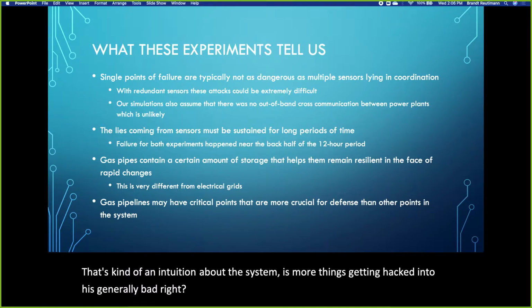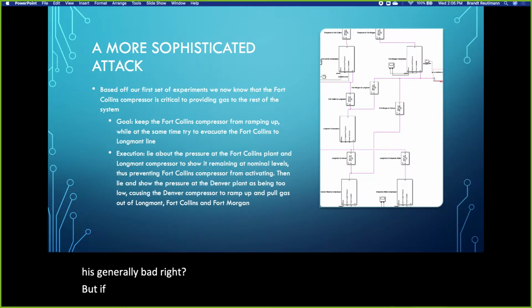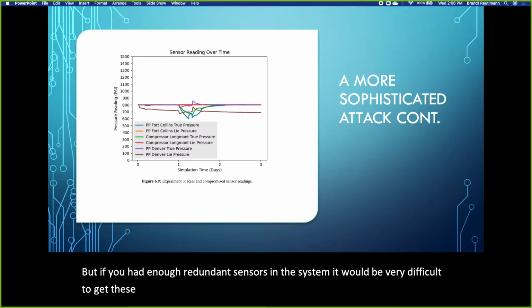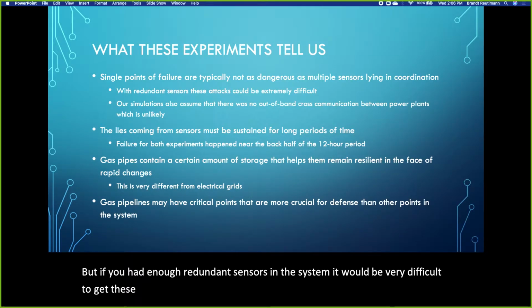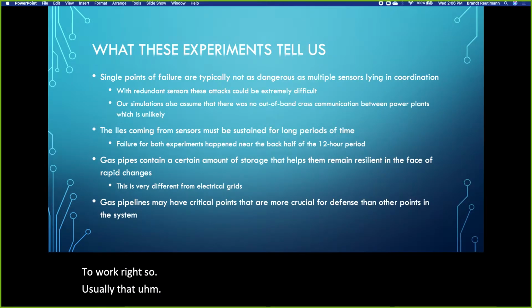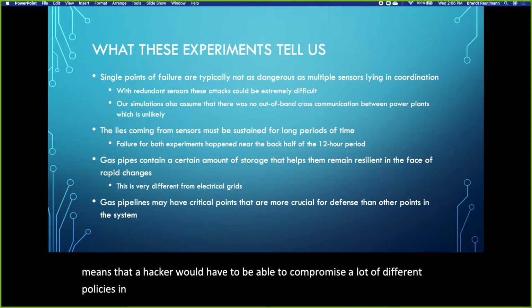But if you had enough redundant sensors in this system, it would be very difficult to get these lies to work, right? So, usually, these systems have a lot of redundant sensors. That means a hacker would have to compromise a lot of different PLCs in order to make these types of attacks work.